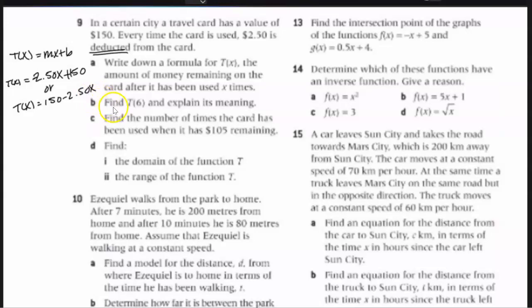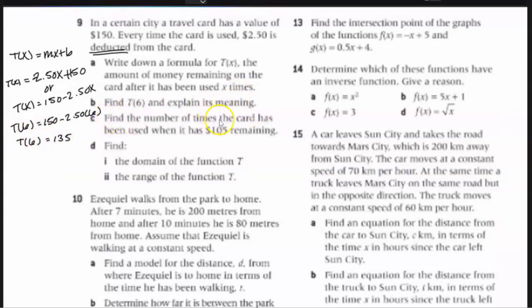Part B says, okay, find T of 6 and explain its meaning. So it's saying, hey, plug in 6 for X. So T of 6 is 150 minus 2.50 times 6. You'll put that into your calculator, and you should get T of 6 equals 135. Now what this means is, remember, X represents how many times the card has been used. So after using the card 6 times, you have $135 left. So that's what it represents.